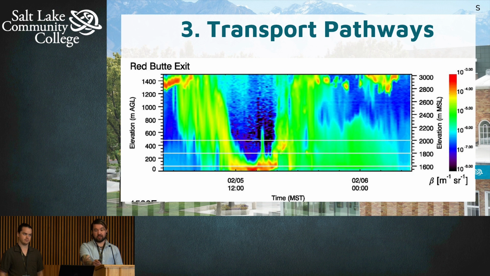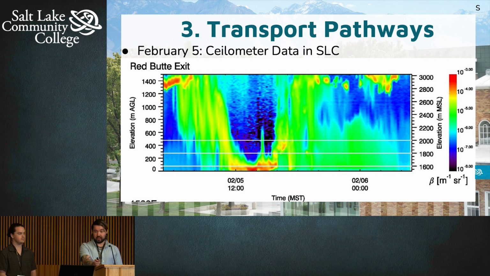So this is ceilometer data. It's essentially looking at your elevation and where particles are. Here in the red, we're going to see where we have high concentrations of particles, and you can actually see as time moves on for this event exactly when the particles are lofted, right here in this trough where the red exists.